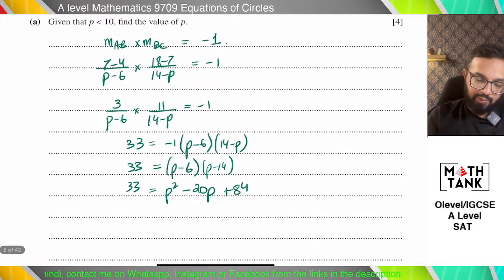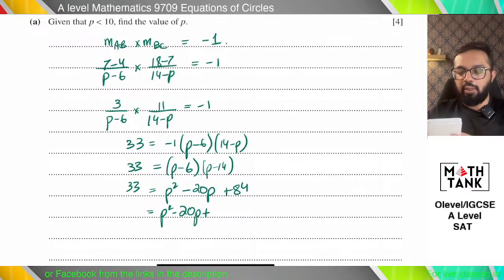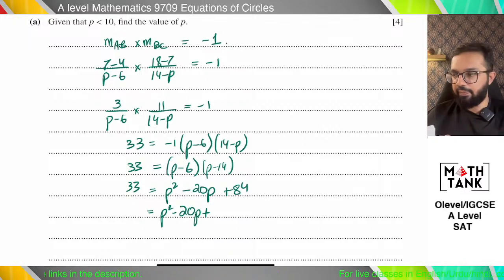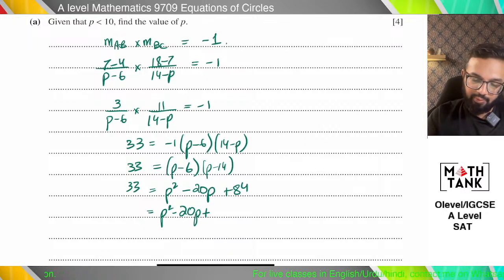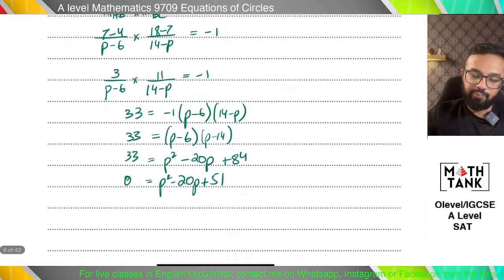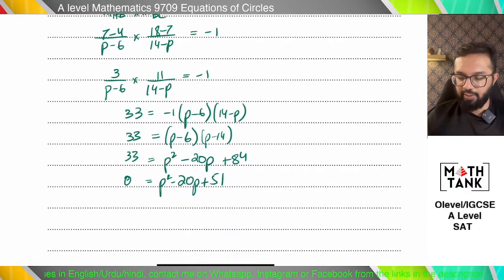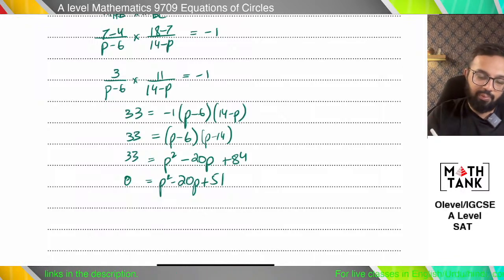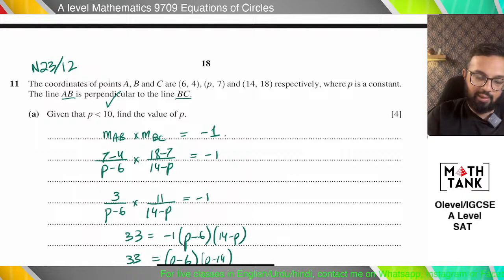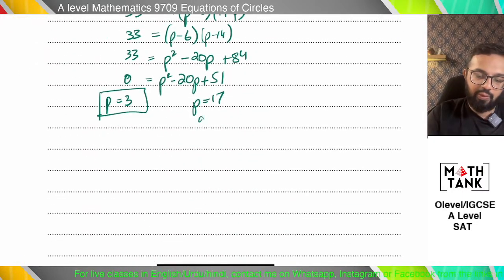Okay, so P squared minus 20P plus 84 minus 33, 51. I think that's 3 and 17. 3 and 17, yeah. P equals 3 and P equals 17. It says P should be less than 10, so that's the only answer. This is discarded.